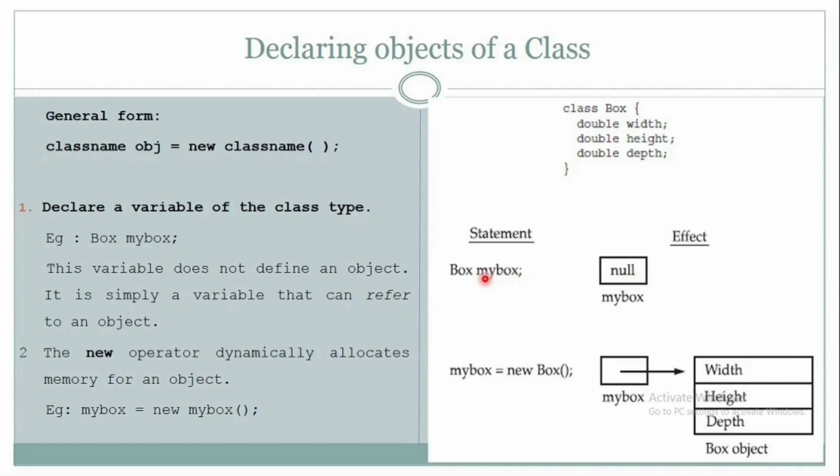So now the question is, when will the memory be allocated to this reference variable? That is whenever I use the new operator. The new operator dynamically allocates memory to this object. Now you might ask what memory it will allocate. The memory of that particular class, that is width, height and depth here. So that memory will be allocated dynamically by the new operator. That's it about declaring objects of a class.